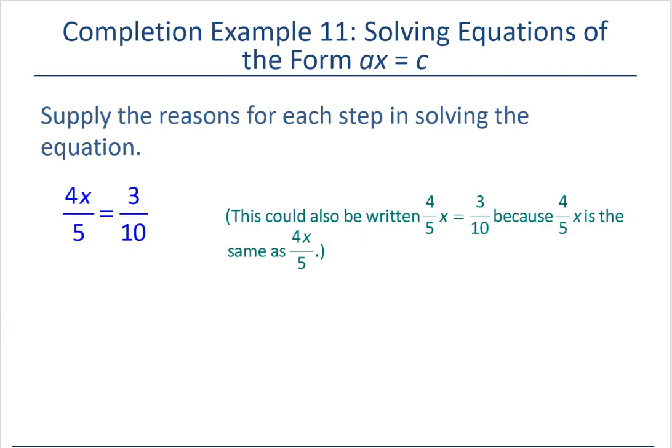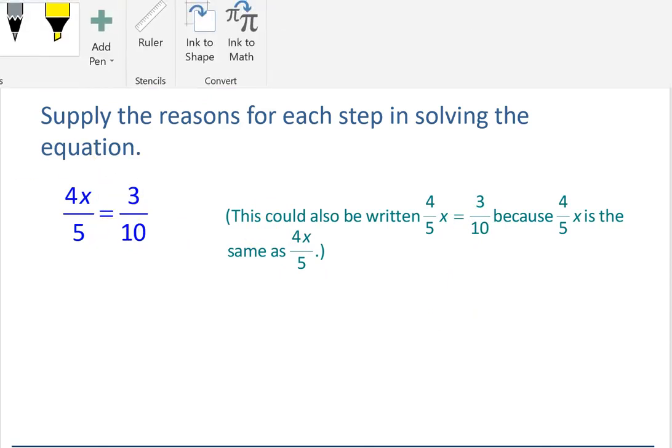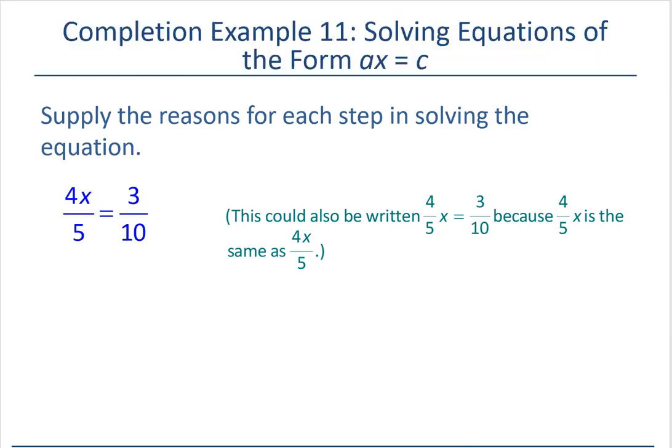Let's do a couple more here. Let's see what they got here. We have 4x over 5 equals 3/10. This could also be written as 4/5 x, because they're pulling the x out front. It's personal preference; I go both ways on this one. Let's just do this the old-fashioned way. There's a quicker way to do this one, but we won't do that right now.